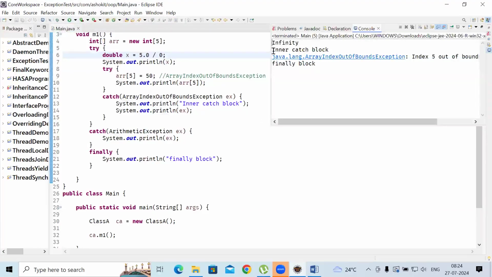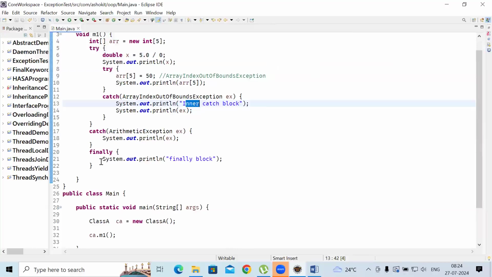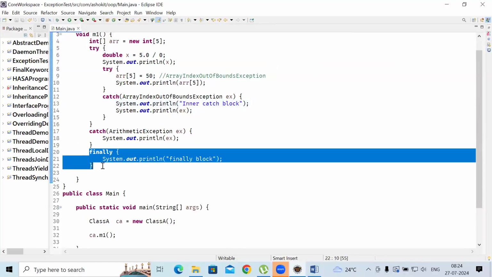Tell me, which catch block is handling the exception? Inner catch block. What is the exception? Array index out of bounds exception. Index 5 out of bounds for the length 5. You are getting some message now. Good. Means the inner catch block is handling. Then tell me, next after that, which block is executed? Finally.